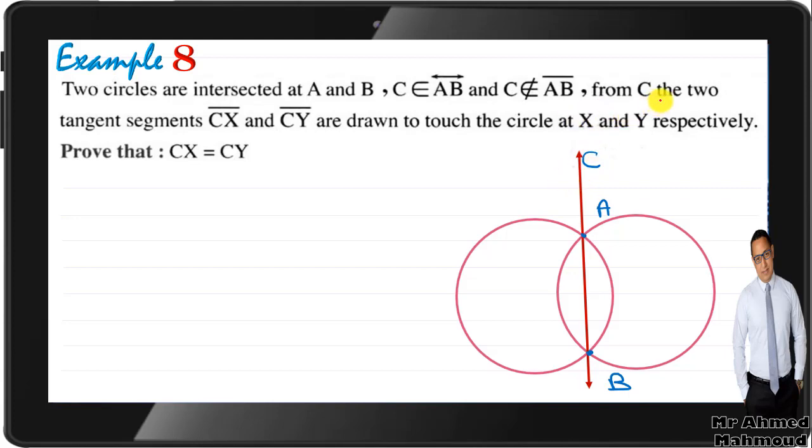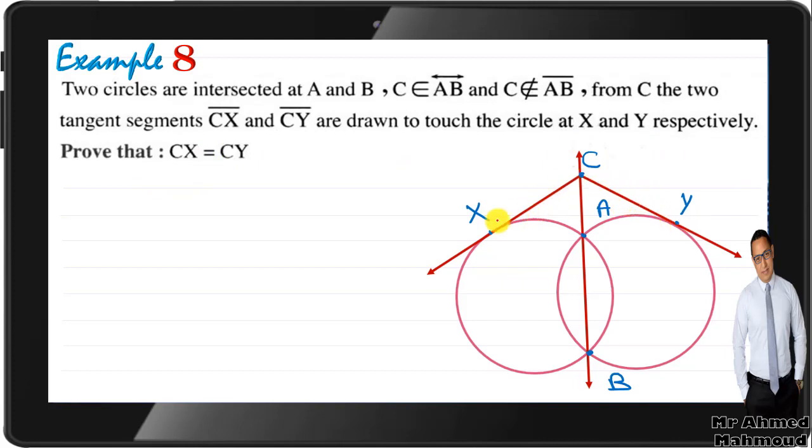From C, the two tangents CX and CY are drawn to touch the two circles at X and Y. From C, I'm going to draw a tangent to this circle and a tangent to the other circle. Okay, this is C. This one is called CX and this one is called CY. Now, prove that CX equals CY.